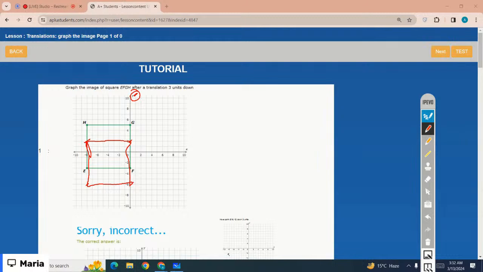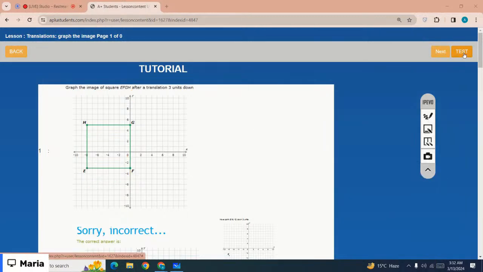These concepts are very important. They are very helpful in higher grades. Let's just start with the test questions.